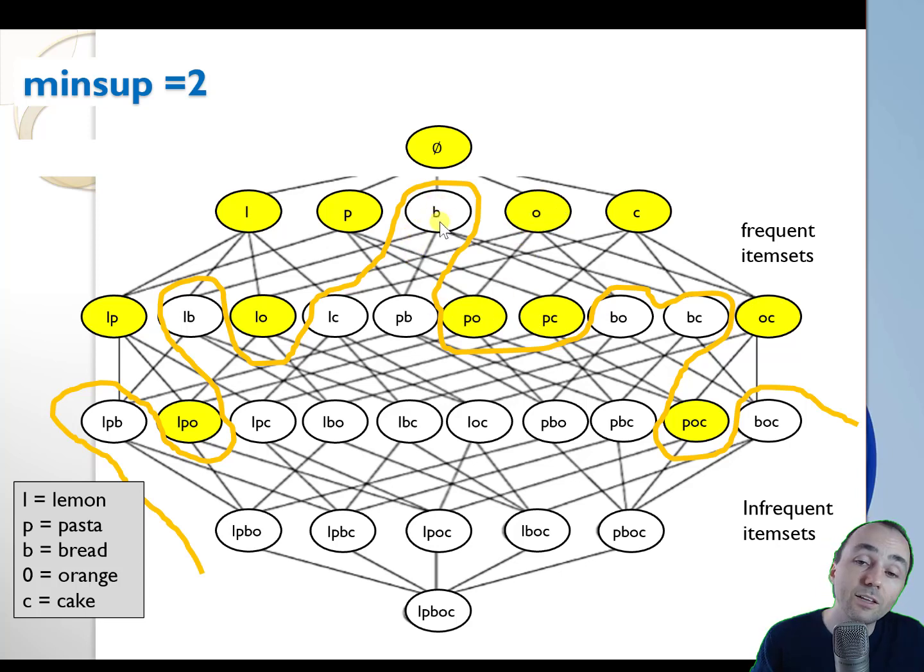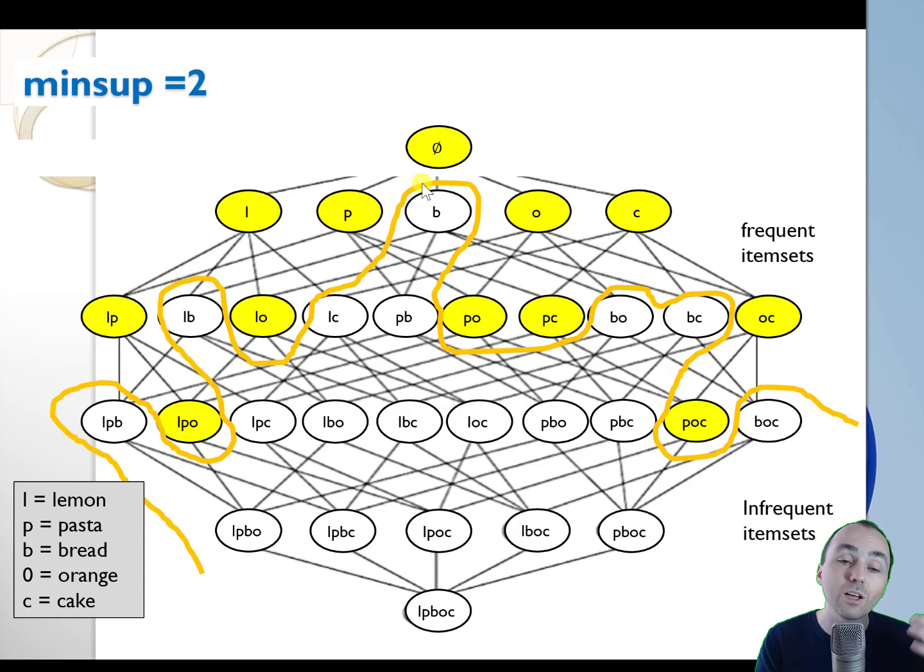The white item sets, like bread, pasta, bread, and so on, are not frequent. They appear less than 2 times, maybe 1 time or maybe 0 in our database. So in item set mining, basically, we have all these possibilities, and we want to have some good algorithm to find all the yellow item sets, the frequent item sets, as quickly as possible.